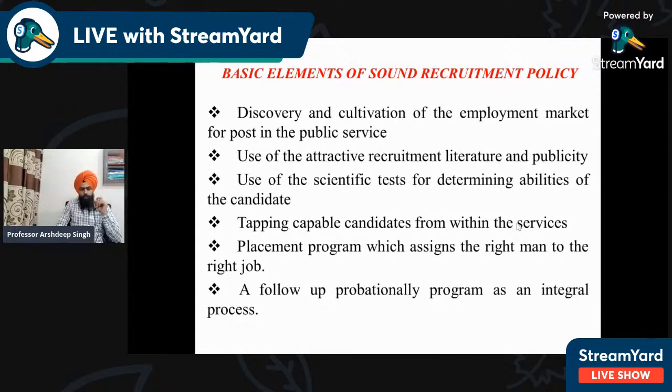Next, tapping capable candidates from within the services. After the scientific test, the capable candidates must be selected or shortlisted, and next, a placement program which assigns the right man to the right job. So after the selection or the interview or any other type of procedure, the right man should be placed for the right job. And last, a follow-up probationary program as an internal, integrated process.